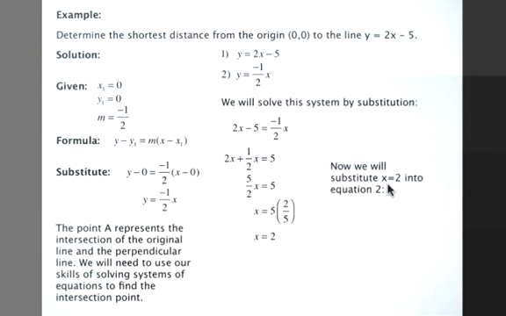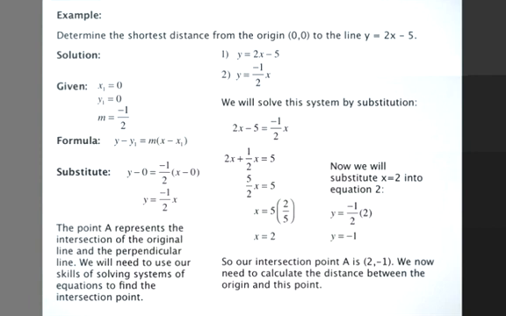So now we can substitute x equals 2 into our simpler equation, which is equation 2, in order to solve for y. So y equals negative 1/2 times 2, so y equals negative 1. So our intersection point, point A, is 2, negative 1.